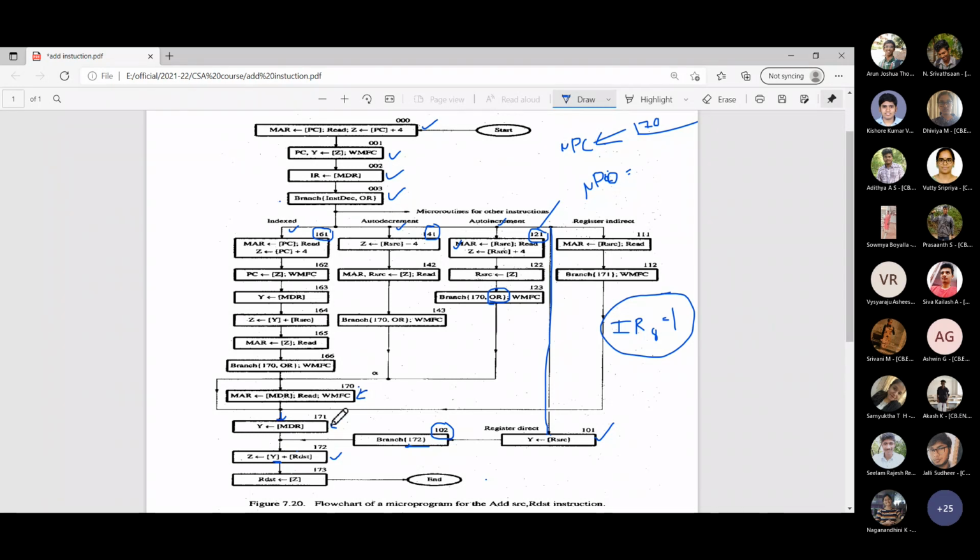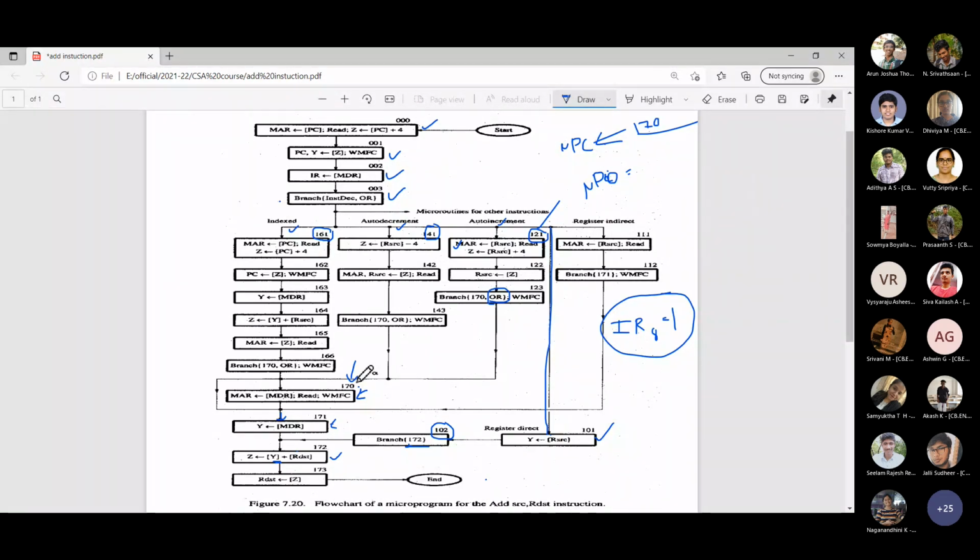Now, tell me this one. When will you jump to 170? In case of direct or indirect? At least tell me when it is direct or indirect. Indirect. In case of indirect, very good. In case of indirect, you have to jump to 170 because you have to access memory once more. If it is direct, you jump to 171.